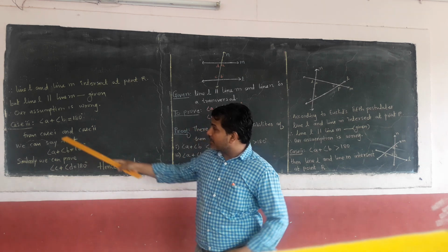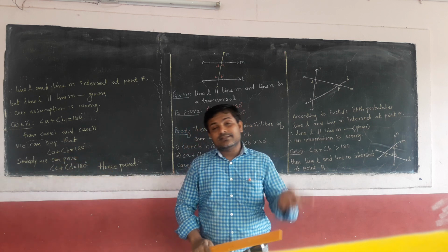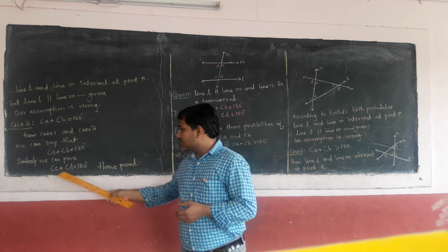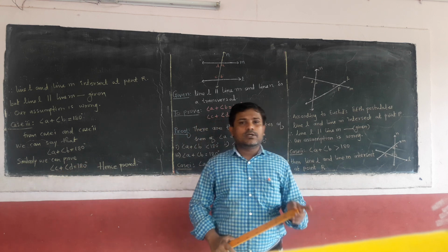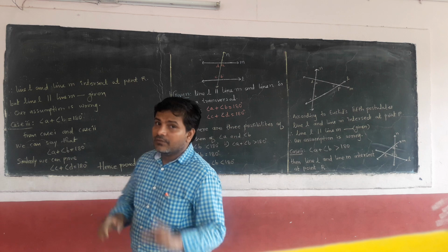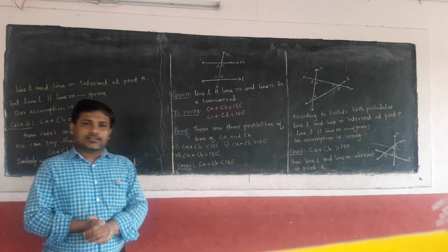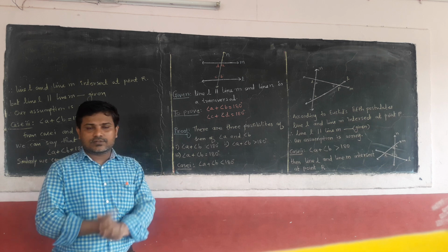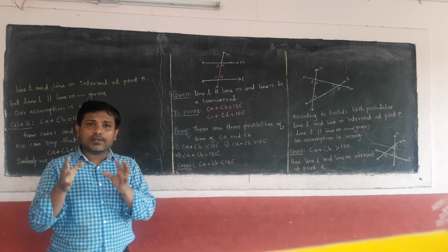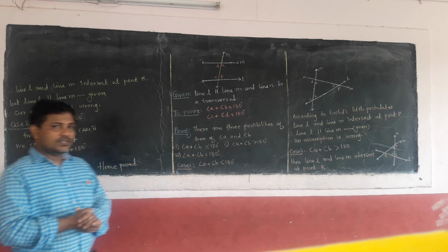उसी तरह यहाँ पर हम क्या कह सकते हैं? A प्लस B कितना है? 180 डिग्री है. एंड सिमिलरली उसी तरह हम क्या प्रूव कर सकते हैं? C plus D is also 180 degrees, and hence the result is proved. What is proved? When two lines are parallel, then the interior angles formed by a transversal are supplementary. Understood? So please copy down the part.